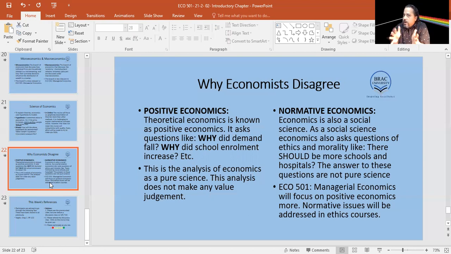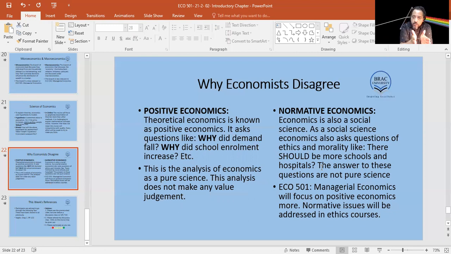So economics is of 2 types. One is just theoretical economics. We just observe. This happens, this does not happen. End of story. But economics is also a social science. A social science is a science that deals with people. So as a social science, economics also asks questions of ethics and morality, like there should be more schools and hospitals. The answers to these questions are not pure science. Some people will argue, we don't need more schools. Another group will argue, we need more schools. So you won't be able to agree.